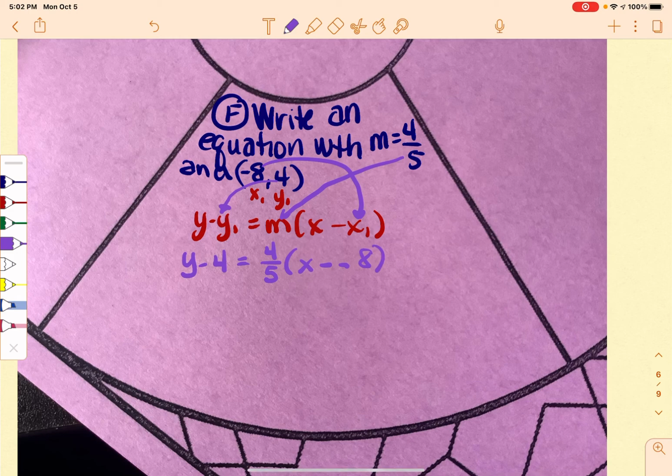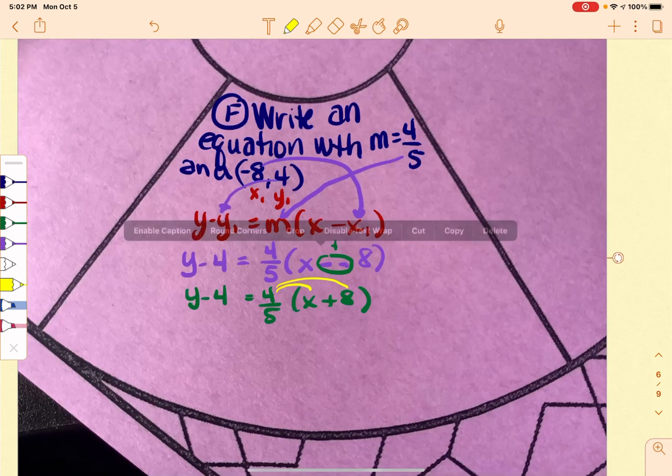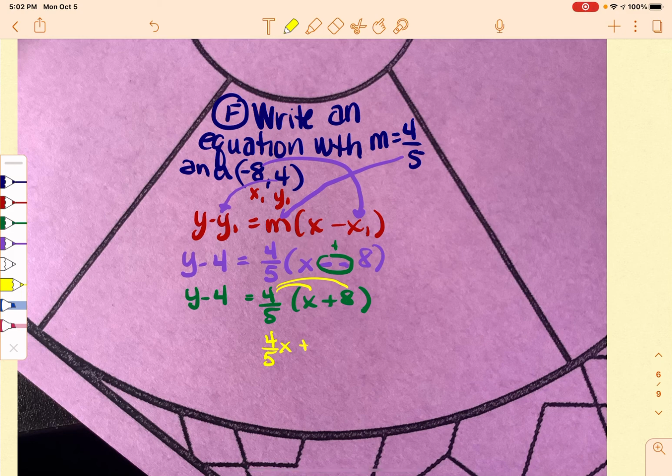So for the first piece, 2 negatives make a positive. So it starts to look like this. Now, if I want to be able to get this in the right form, I'm going to have to distribute this. So 4 over 5 times x is 4 over 5x. 4 over 5 times 8 is 32 over 5. And again, put it right in Desmos. This plus that, or this times this. Don't make it harder than it has to be.